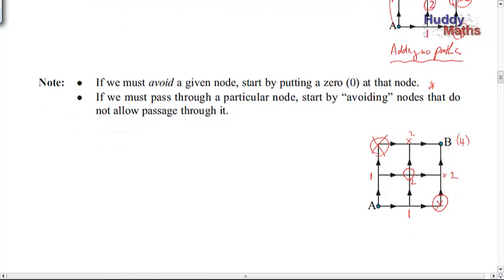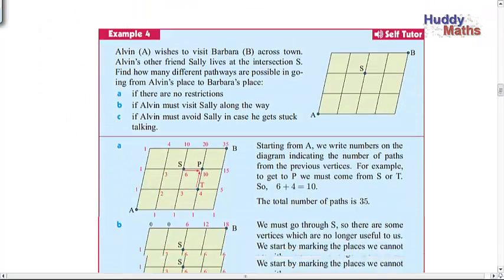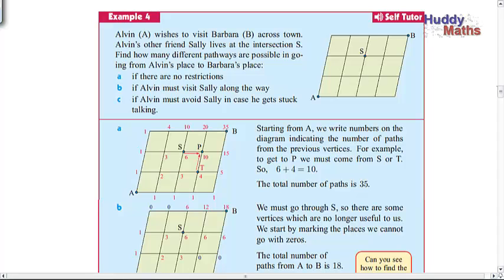Let's see if we can do some. So here's an example from the text there. Alvin, here he is, wishes to visit Barbara across town. Alvin's other friend Sally lives at the intersection.